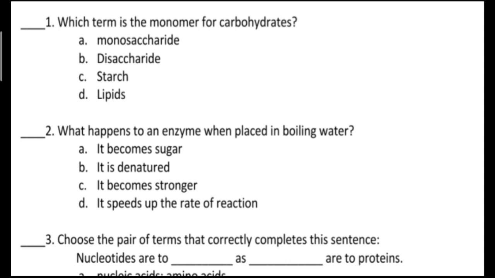So which term is the monomer of carbohydrates? Monomers of carbohydrates are simple sugars like glucose, galactose, and fructose. I'm sorry. And they are called monosaccharides. Okay, so monosaccharide is the monomer of carbohydrates.